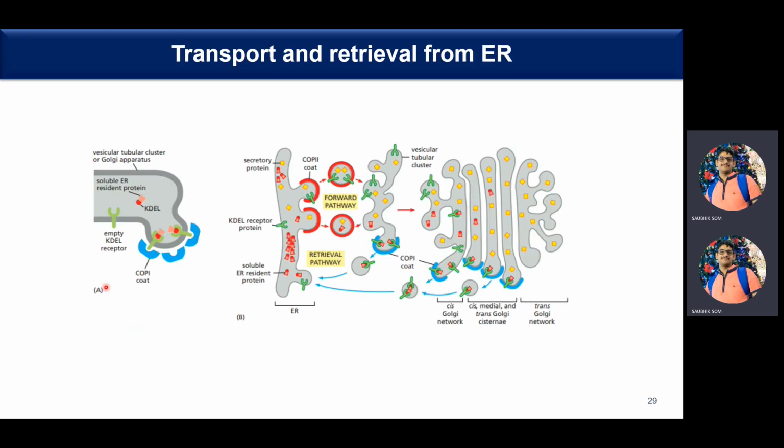So from the ER, with the help of this COP2 coat, they go and bind. Now the ER resident proteins have a particular thing known as KDEL. So what does KDEL do? ER resident proteins bind to it. During the transport, the COP2 vesicle proteins or the KDEL proteins will go.